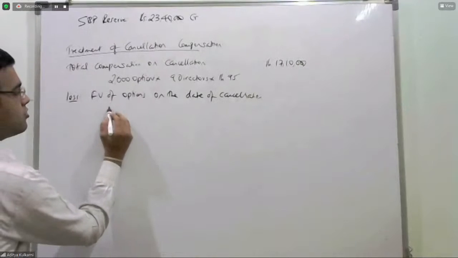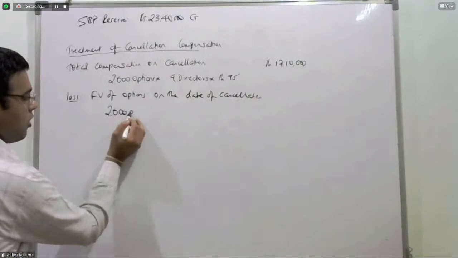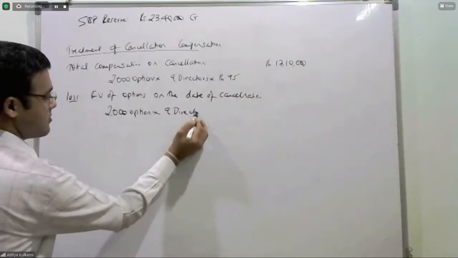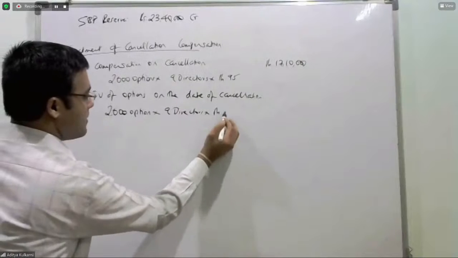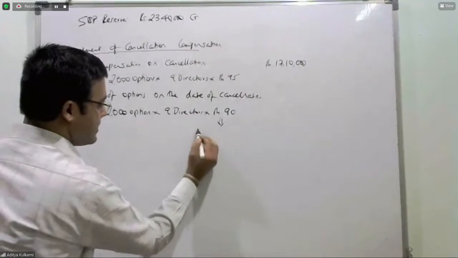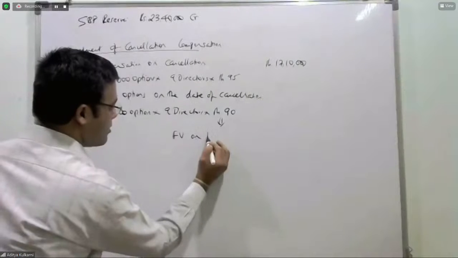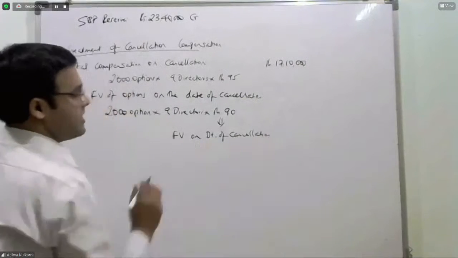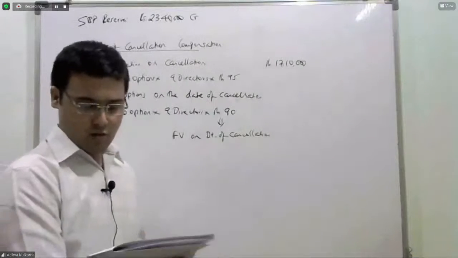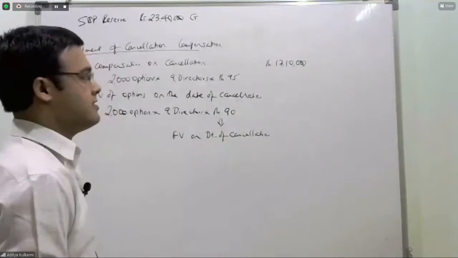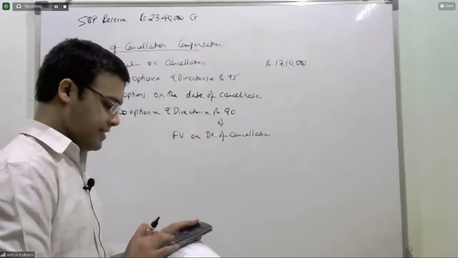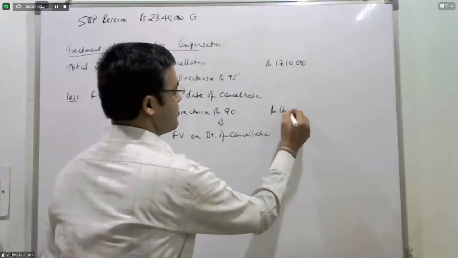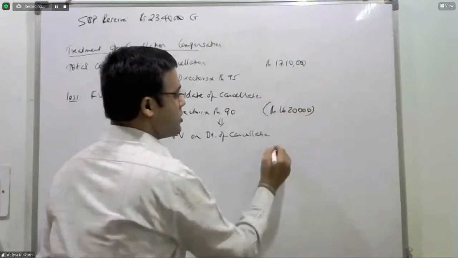So therefore, you will say 2,000 options multiplied by 9 directors multiplied by rupees 90. What is this 90? Fair value on date of cancellation, right? That is what it is. At the time of cancellation. So 18,000 into 90 is 16,20,000.